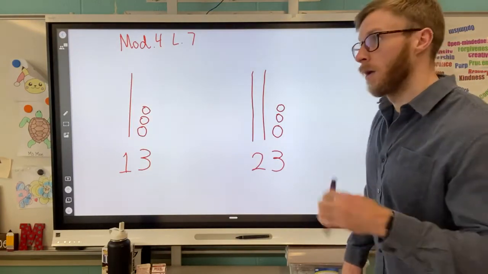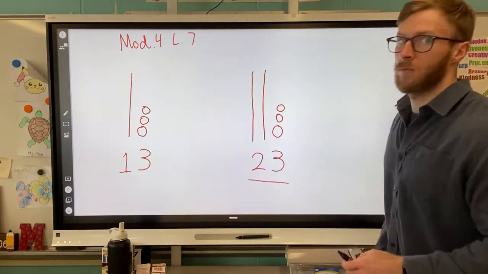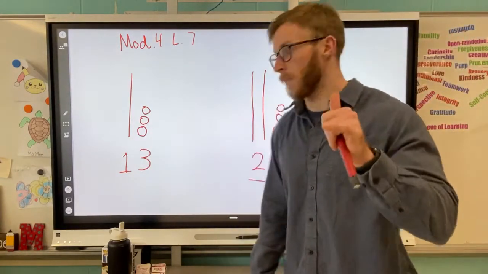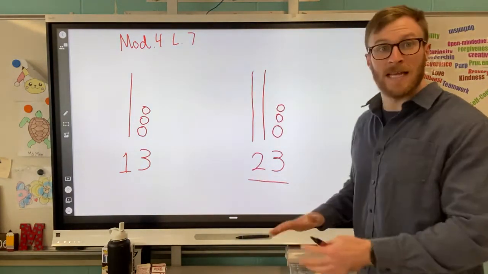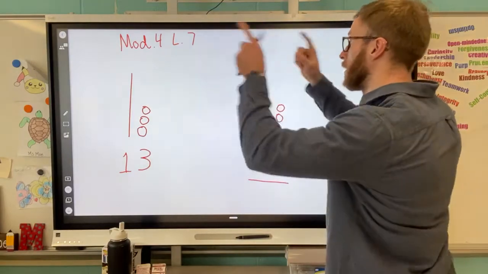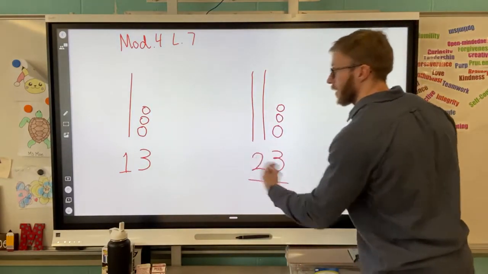All right. I think the greater value is 23. If you agree with me, awesome, you can give me the connection sign. I think this is the greater value. I started right with the tens, because we're always going to start on the left side, meaning the tens digit, okay? And I have 2 tens right here.